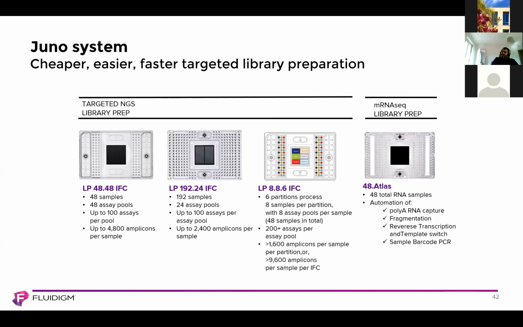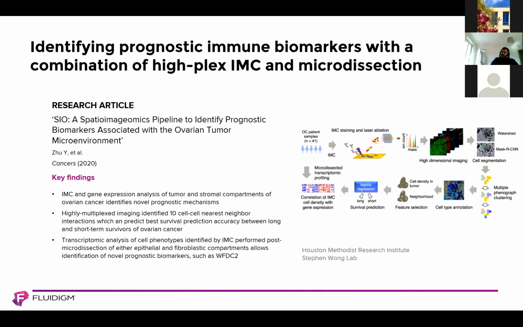And so with all that being said, I just wanted to quickly finish by showing you one paper which shows how I think these two technologies, the highly multiplexed imaging and spatial transcriptomics, can be united in one. This is a recent paper that was published in Cancers. And it really shows what they call this nice spatial imagenomics pipeline to be able to identify prognostic biomarkers associated with the ovarian tumor microenvironment.